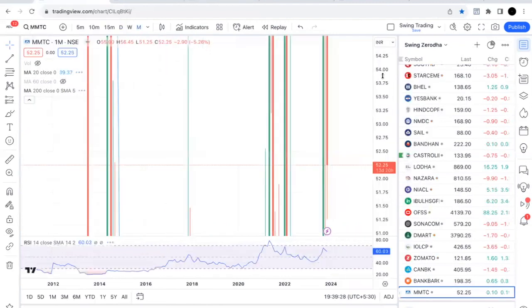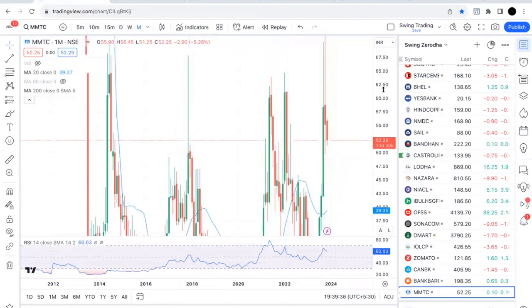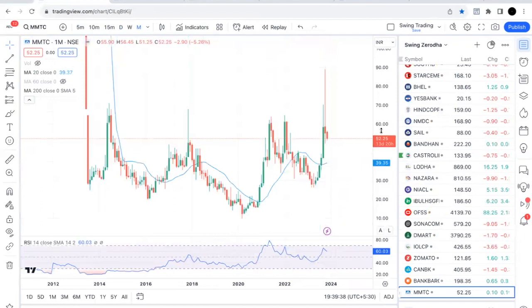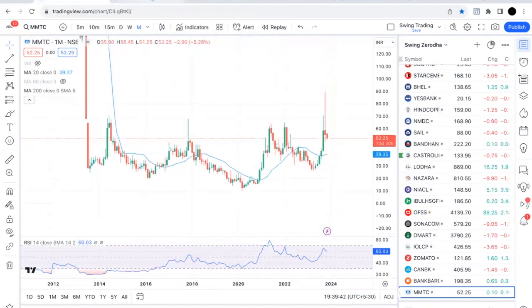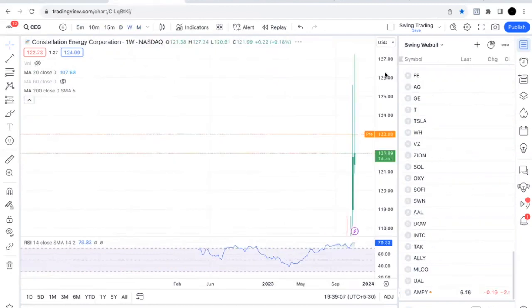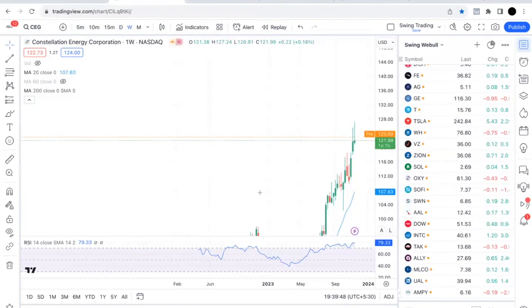Here is the monthly chart. The monthly chart obviously means that each candle represents 1 month of trading. Here is the weekly chart, which means that each candle or each bar represents 1 week of trading.